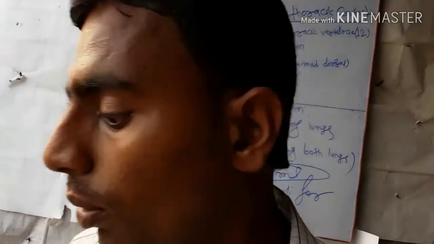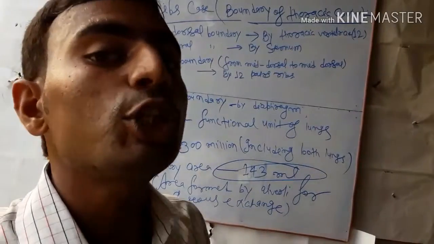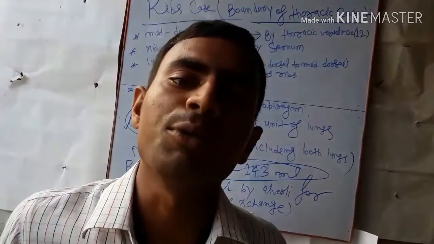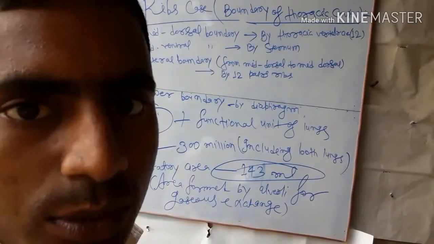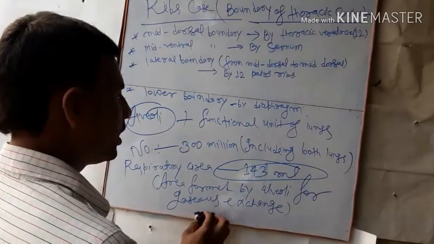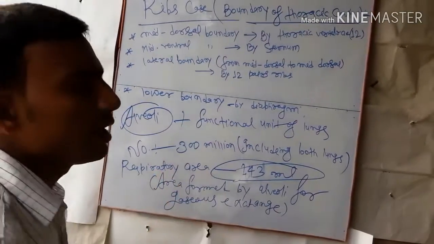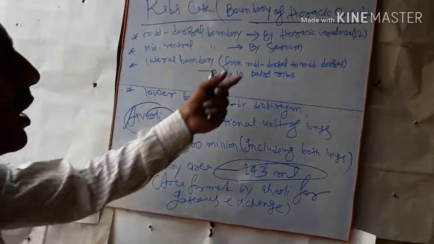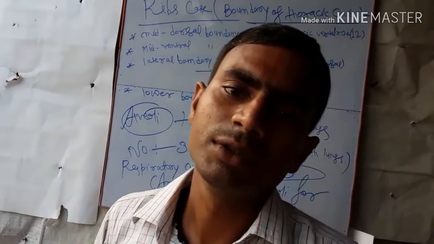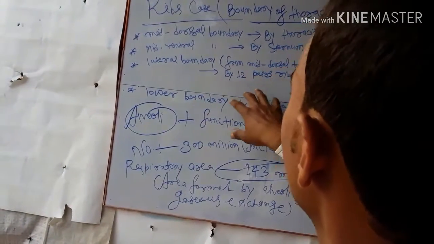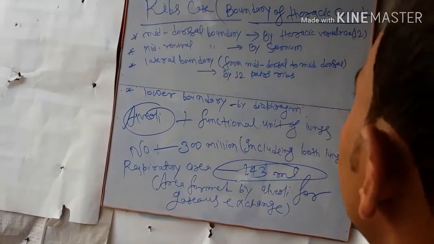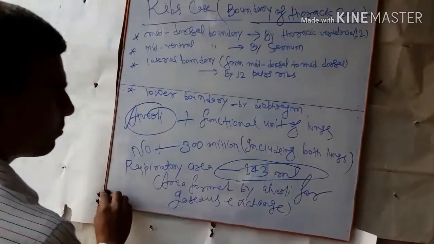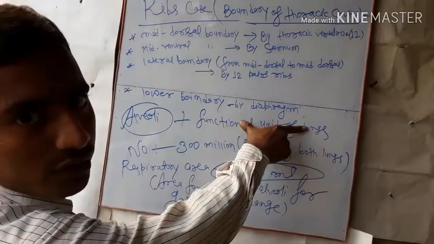Now we will learn about the structure of alveoli. What is the structure of alveoli? Now we will try to learn from the figure. This is important: the respiratory area is 143 milliliter, the sternum is the chest bone, ribs are 12 pairs, thoracic vertebrae are 12 in number, and alveoli are the functional unit of the lungs.